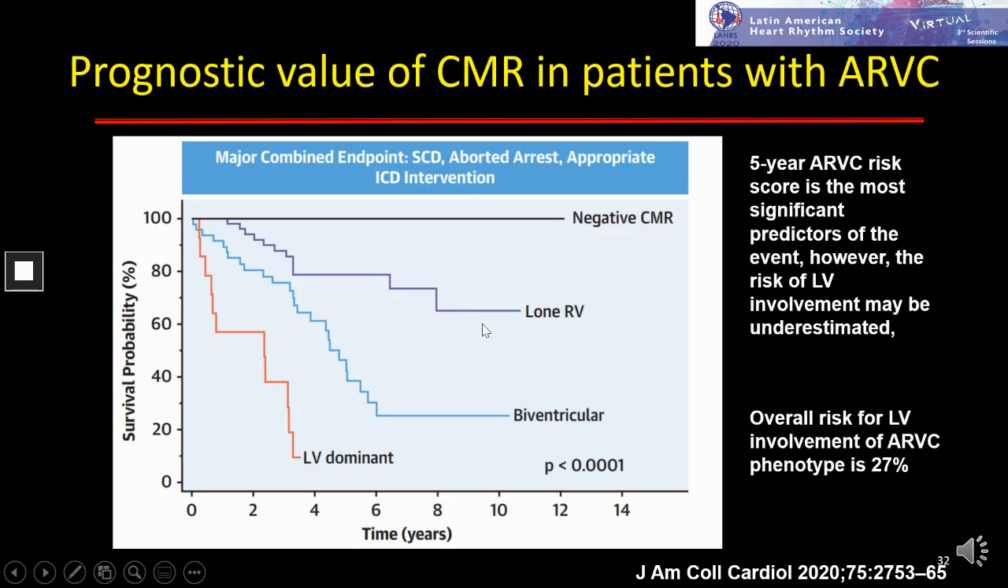So this 5-year risk score is currently the most significant predictor for the events. However, MRI also provides some additional prognostic value. The risk of left ventricular involvement could be underestimated. With the MRI study, the overall risk for LV involvement for the ARVC phenotype is 27%. So the patient with a biventricular involvement or left ventricular involvement has an even higher risk of mortality events as compared to isolated RV involvement or negative cardiac MR. I think this is a relatively important additional prognostic information from cardiac MR.